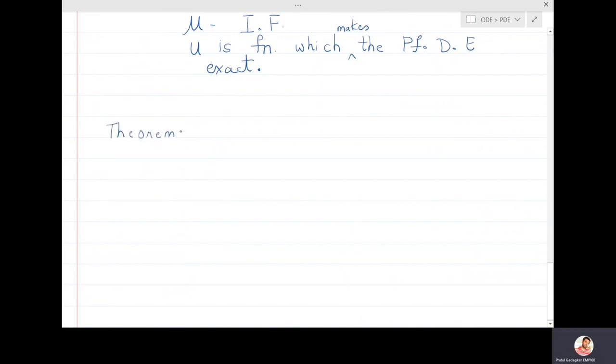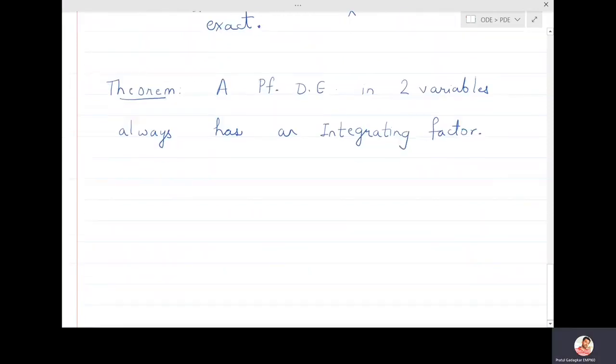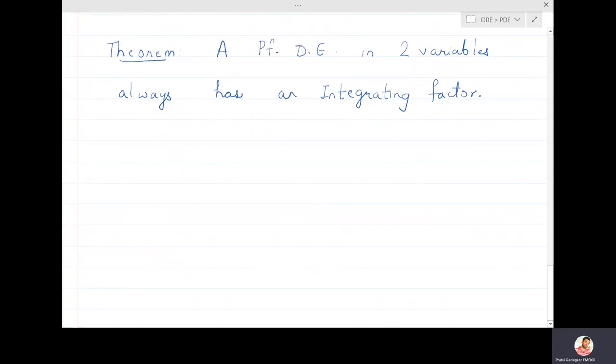What is the theorem saying? A Pfaffian differential equation in two variables always has an integrating factor. Okay, so let us quickly prove it. Proof.